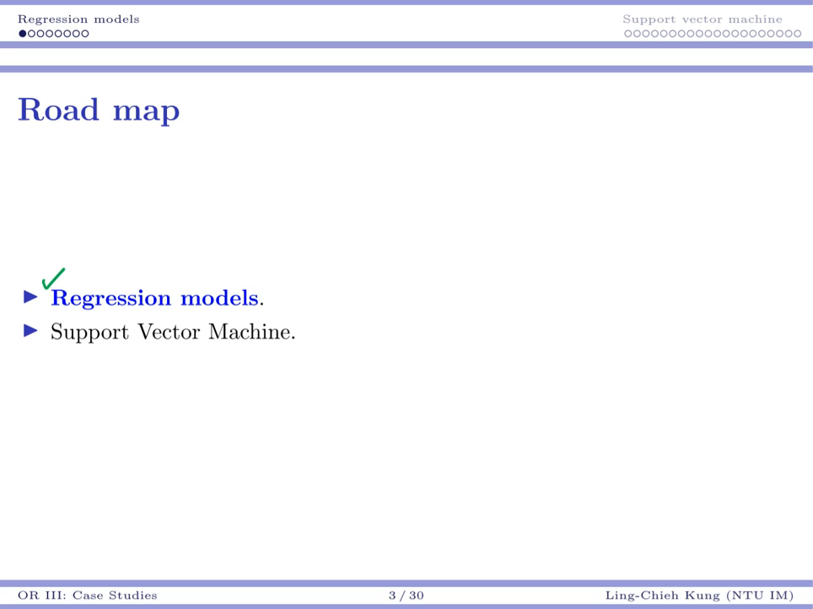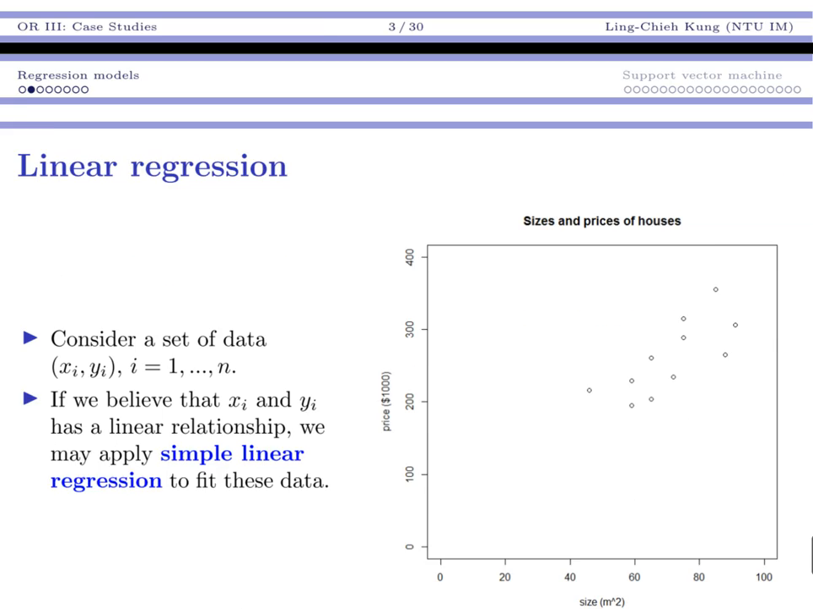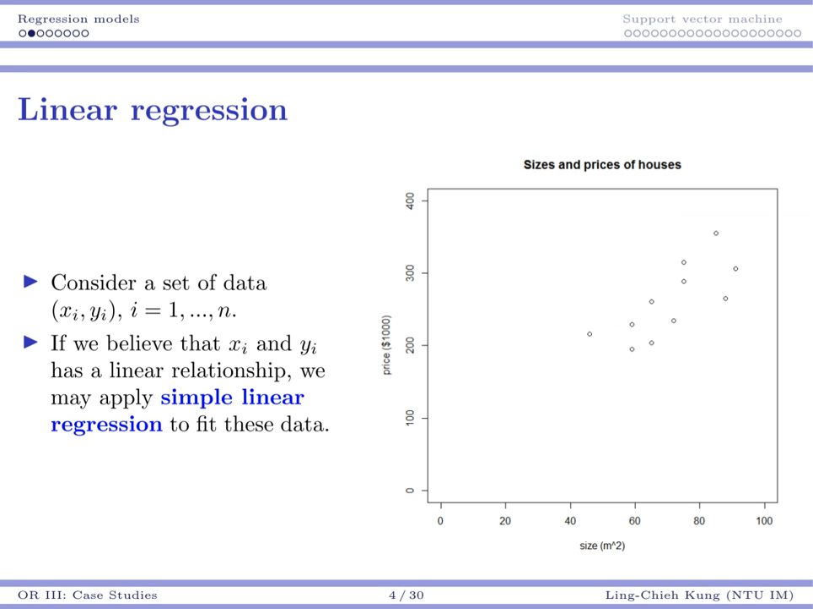But if this is the first time you have heard this term regression, I guess you may still understand its meaning according to my introduction. Okay, so the idea is the following. Basically, we are given a set of data (xi, yi) for i from 1 to n. That means for each observation, we get two numbers. One example is here.